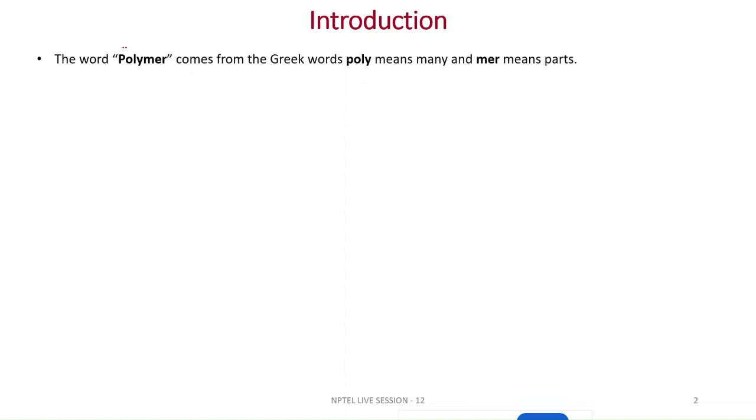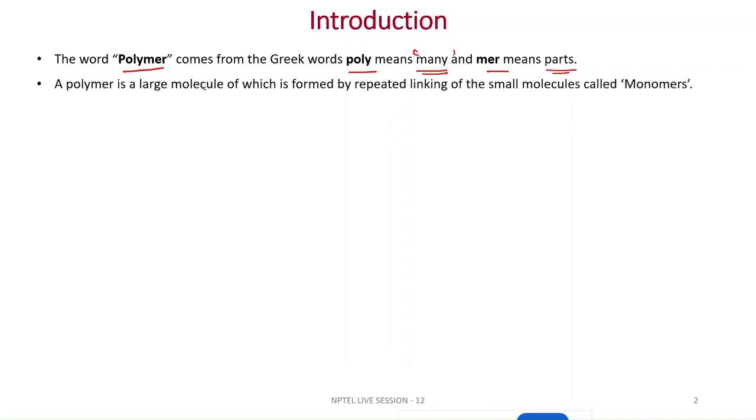We know the word polymer comes from the Greek words poly, which means many, and mar, which means parts, right? So the word polymer means that it has many parts. There will be many smaller parts which are connected to form a polymer. So a polymer is a large molecule formed by repetitive linking of smaller molecules, which are called monomers.